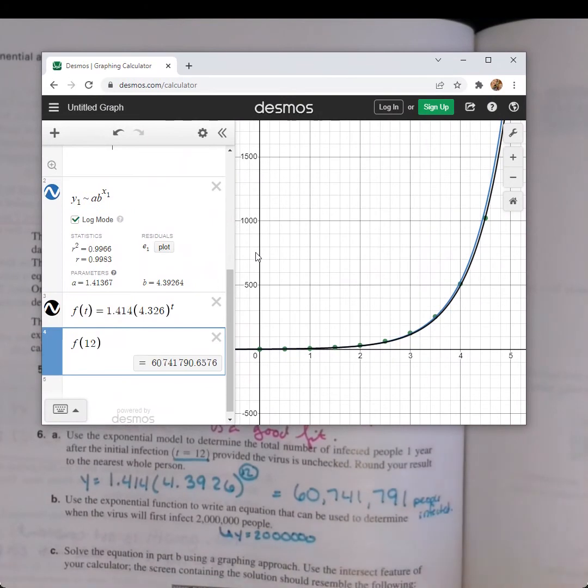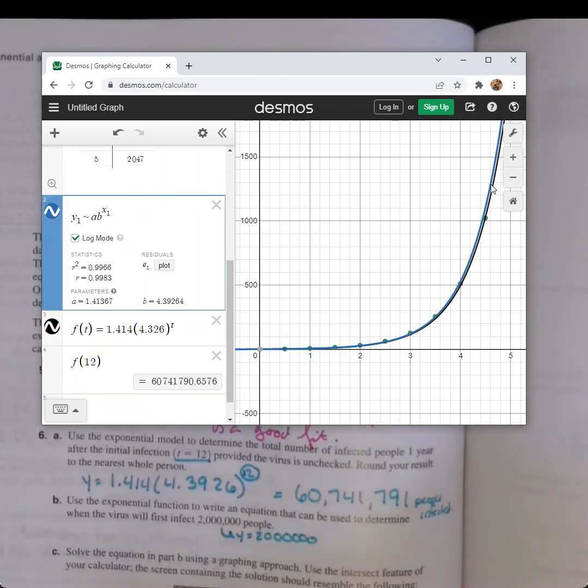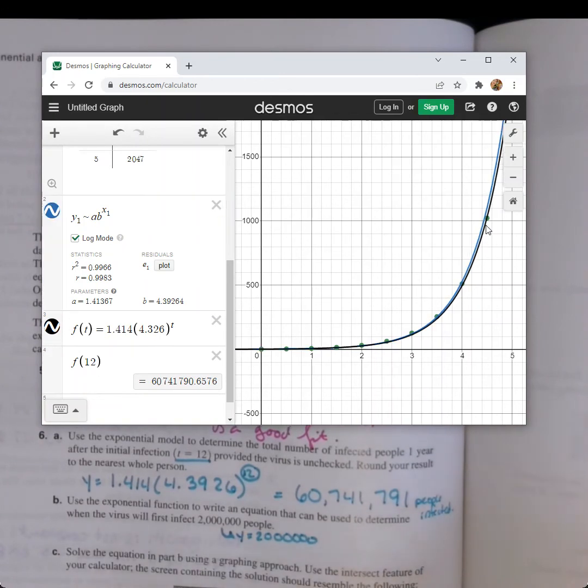Because of rounding my a and b values, over here I can see that the function without rounding, or holding more decimal places, is a little bit higher than the function that has the rounded values down here. So if you're working on a homework question and you already rounded, you're going to want to make sure you turn off the actual regression so that you're having the expected amount of rounding error in your function here.